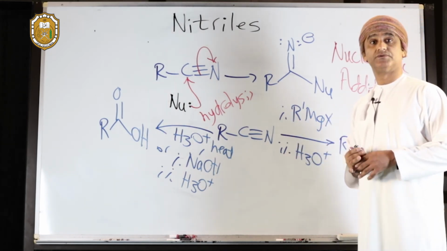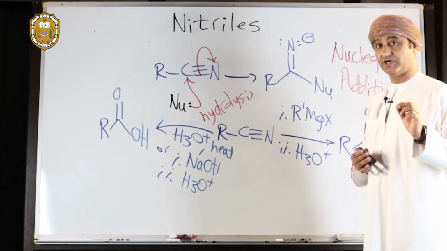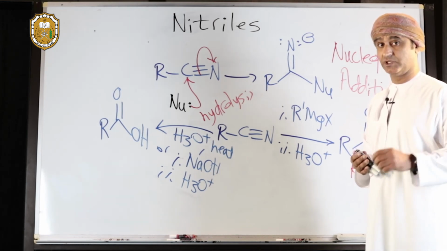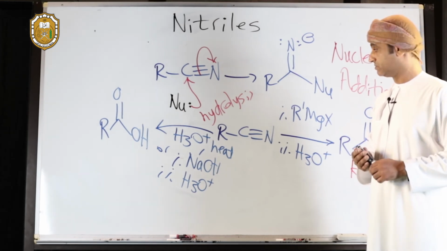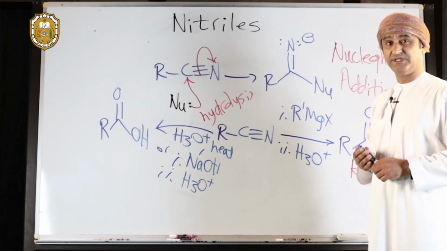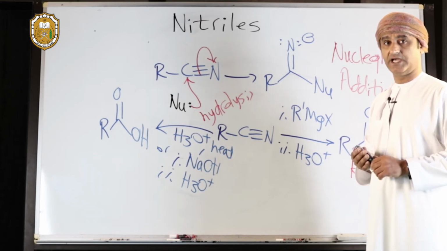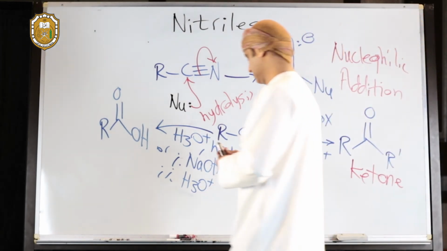Nitriles can also undergo reduction with hydride ions. If nitriles react with a strong reducing agent such as lithium aluminum hydride, the nitrile gets reduced to the corresponding primary amine. That's also a nucleophilic addition type. Obviously, the nucleophile is actually the hydride ion in that case. Obviously, in the previous case, the nucleophile is the Grignard.